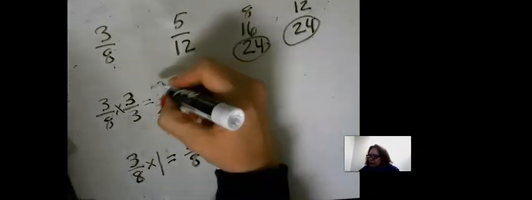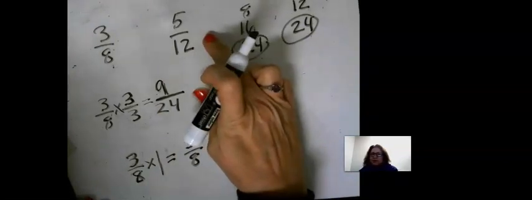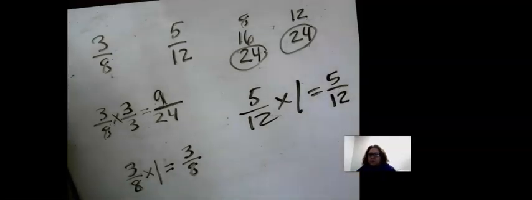All right, so we have our equivalent fraction here, 9/24, and we are comparing it to 5/12. So I have to do the same thing over here. I'm going to do 5/12 times 1 to find an equivalent fraction. So I'm going to be multiplying by 2 halves in order to get the denominator to be the same or common.